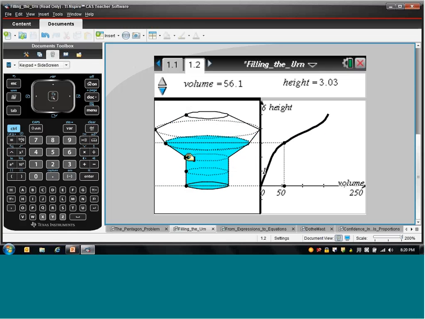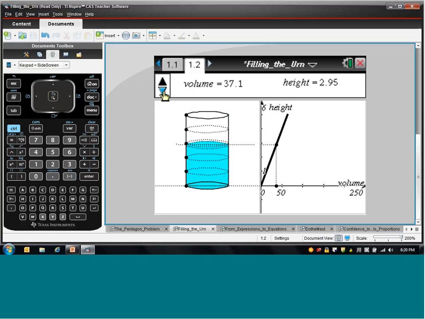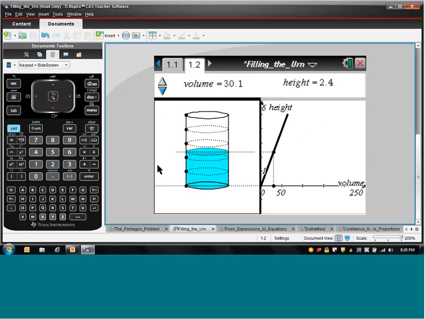And again, that's something we can check out. So students can try things out, make conjectures. Students can challenge each other, and behind all this is we want them to be making sense, making reason, justifying their answers. So here's a nice cylinder, and sure enough, there's that nice linear graph.